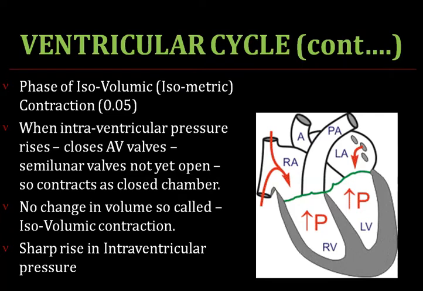When intraventricular pressure rises close to the AV valves, the semilunar valves are not yet open, so the ventricle contracts as a closed chamber. There is no change in volume, so it is called isovolumic contraction. There is a sharp rise in intraventricular pressure.